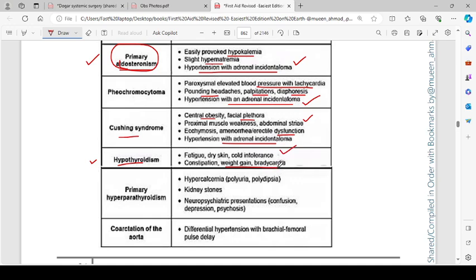Then primary hyperaldosteronism: hypercalcemia, polyuria, and polydipsia, kidney stones, neuropsychiatric presentation like confusion, depression, and psychosis. So these can result in primary hyperparathyroidism. Then coarctation of aorta, differential hypertension with a brachiofemoral pulse delay.